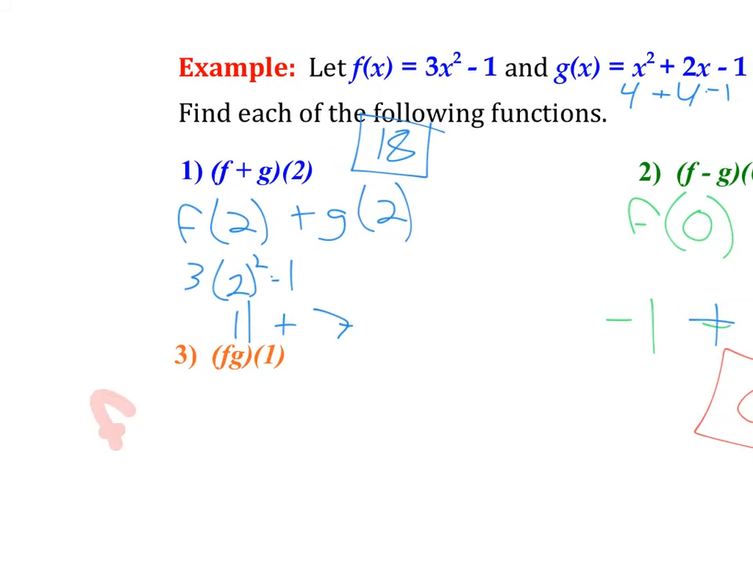F times g of 1. Why am I writing with a highlighter? So f of 1 times g of 1. If I plug in 1 for x, 1 squared is 1. 3 times 1 is 3. Minus 1 would give me 2. So f of 1 is 2, times g of 1. Well, that would be 1 squared, which is 1, plus 2 times 1, which is 2. So 1 plus 2 is 3. Minus 1 brings me back down to 2. 2 times 2 is 4.